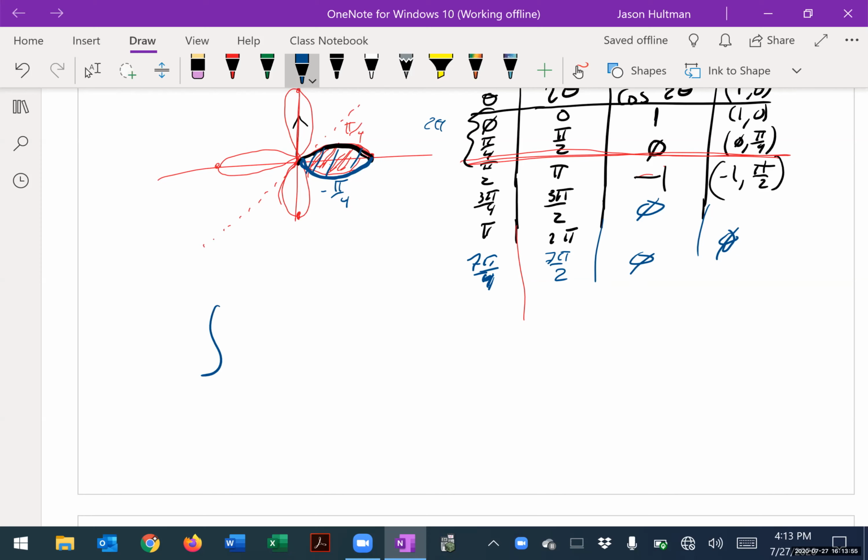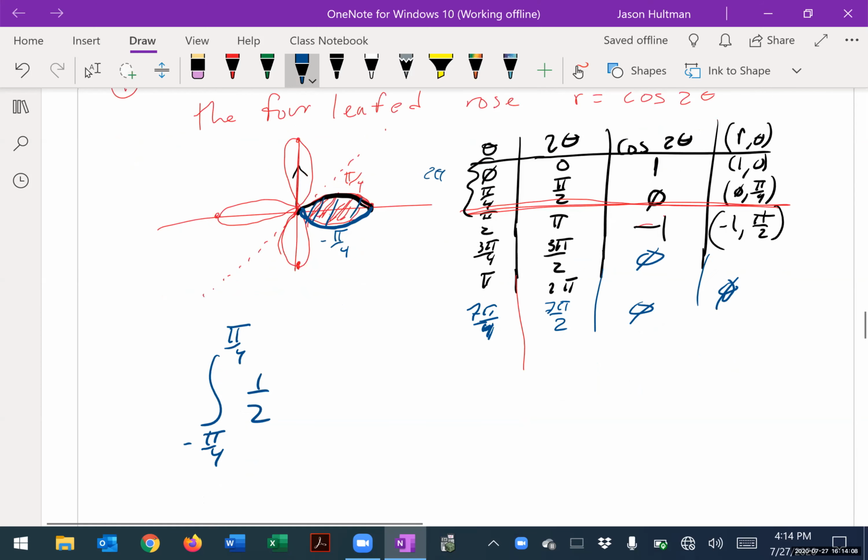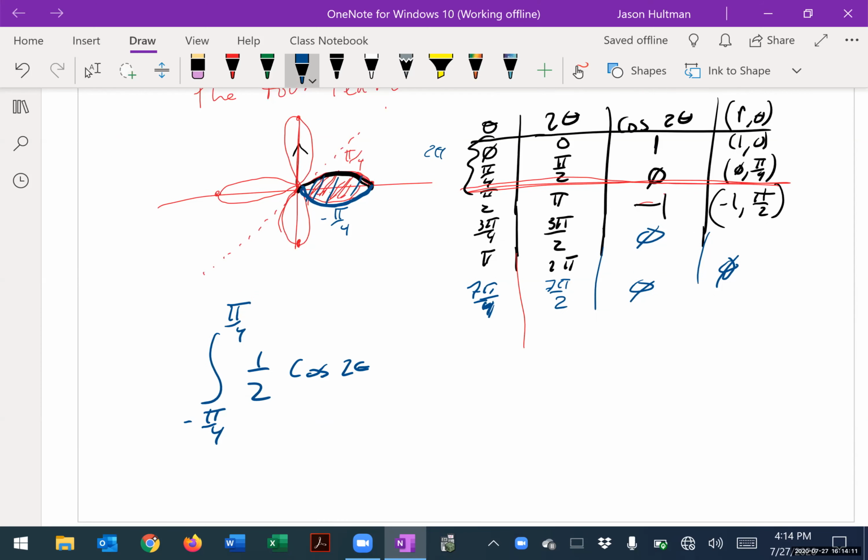So when I set up my integral, I'm actually going to go backwards. I'm going to go from -pi over 4 to pi over 4 of 1/2 times r squared d theta. Well, what's r? In this case, r is cosine 2 theta. So this is cosine 2 theta squared d theta. And that's the area of one of these petals. If I wanted to find all 4 petals, I just multiply this area by 4 because of the symmetry involved. But we just want to find one of the petals. What's the area of one of the petals here?